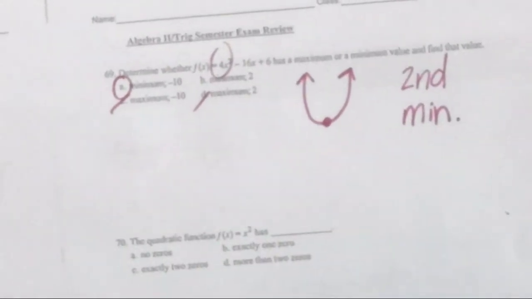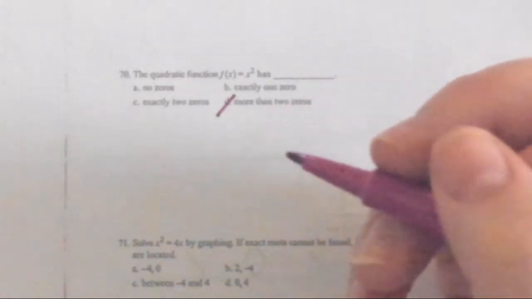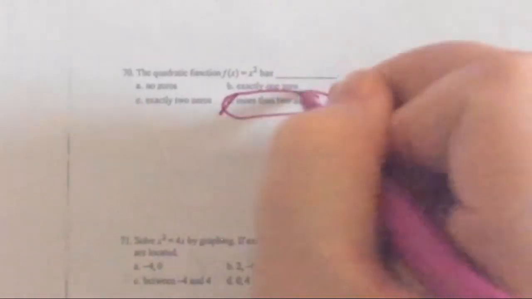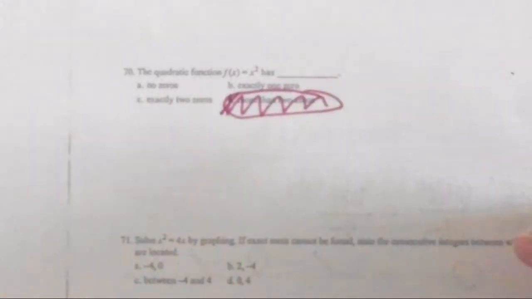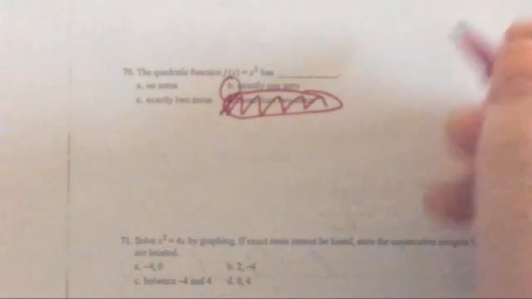Okay, 70. The quadratic function f of x equals x squared has blank. No zeros, exactly 2 zeros, exactly 1 zero, more than 2 zeros. There is one bad answer on 70. What is the bad answer? More than 2 was terrible. Don't pick that one. Arturo says the real answer is B, exactly 1 zero. And Arturo is correct with exactly 1 zero.